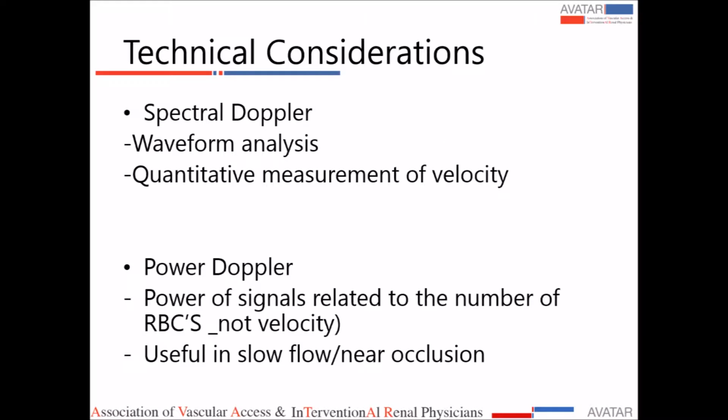And then if you do want to do a quantitative analysis, you can use the spectral Doppler, and this is what you have, a waveform. You have velocity and then you have time, time on the x-axis and velocity on the y-axis. And this is where you get your quantitative measurements of peak systolic velocities. And then if you have low flow or occlusion or near occlusion, you use the power Doppler, where the power of the signal is related to the number of RBCs, not the flow.